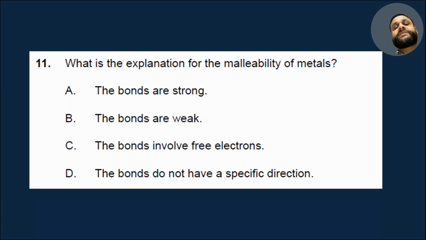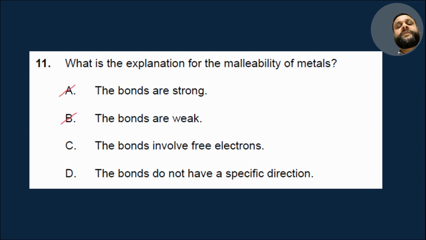What is the explanation for the malleability of metals? Metals are malleable, they can be hammered into different shapes. So let's look at the options. A, the bonds are strong, something to do with the melting and boiling point, so no. B, the bonds are weak, no. The metallic bonds, they are strong.